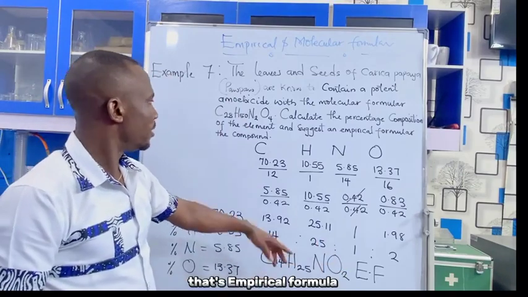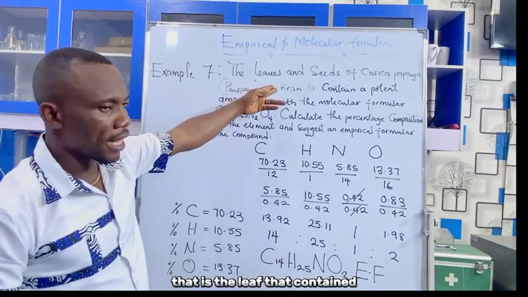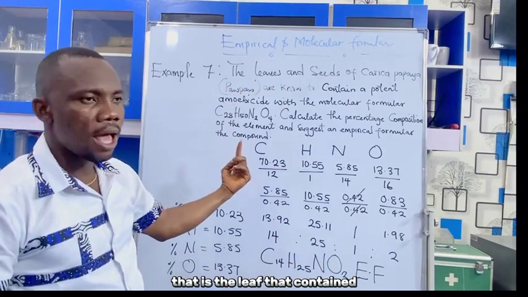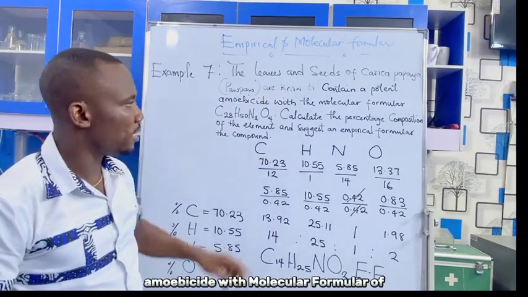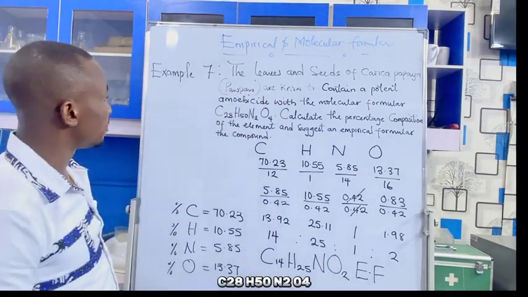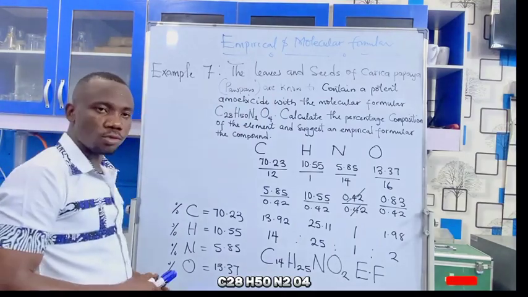That's the empirical formula. That is the compound that contains the potent amino peptide with the formula of C28H50N2.